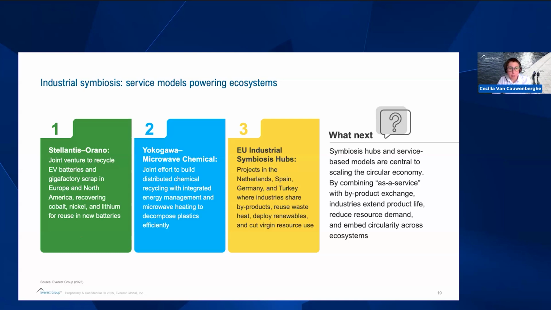This slide features three leading examples. Of course, there are many more, but these three capture the diversity of models emerging worldwide, from joint ventures in critical mineral recovery to distributed recycling technologies and multi-country industrial hubs. These are all examples of industrial symbiosis. Stellantis and Orano is the first example we will see now.